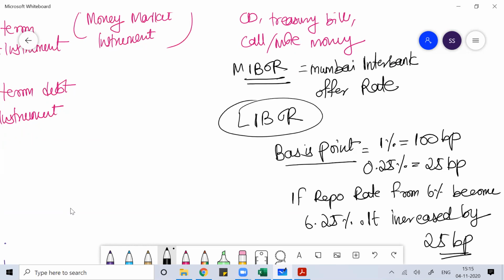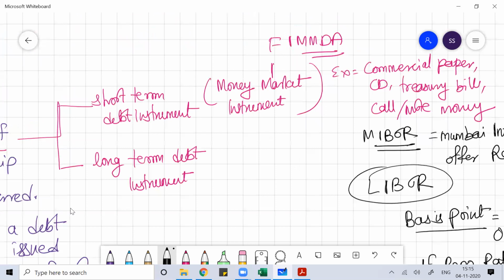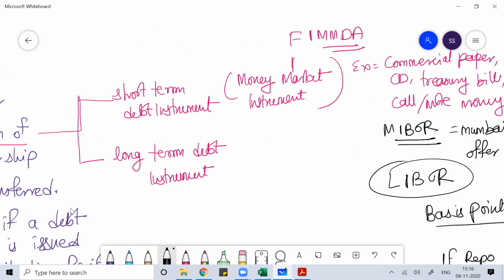Okay, so in the floating market, whenever we talk about transactions, we do it in terms of MIBOR plus or minus basis points, depending upon the credit rating of the different institutions. Like suppose there are two institutions doing a transaction and both have the same credit rating, so definitely they will do it at the MIBOR only.